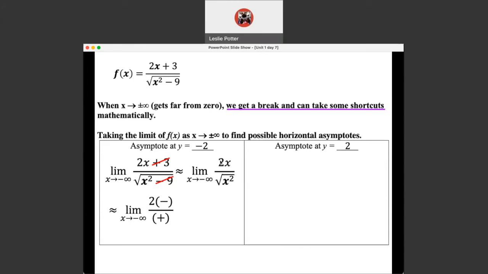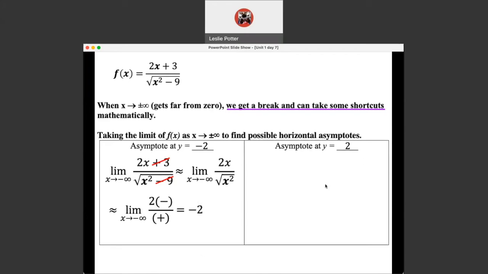So I have 2 times a negative value on the top. And because I've squared x, I've got a positive value on the bottom. And those values are equal. So those are going to cancel out, and we are just going to get a -2. So that's where we get the -2. That's where we get this equation that y equals -2. That asymptote comes from the value of this limit.